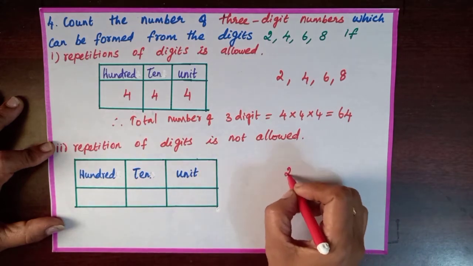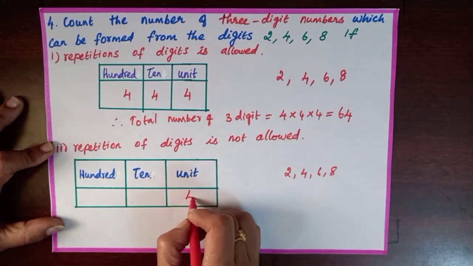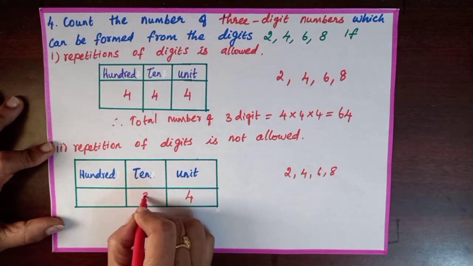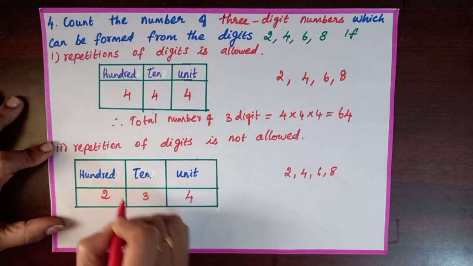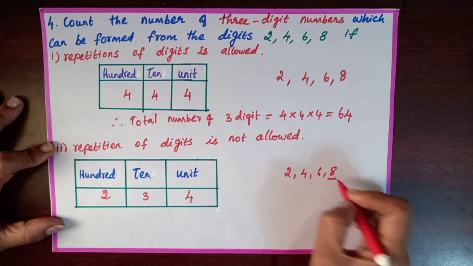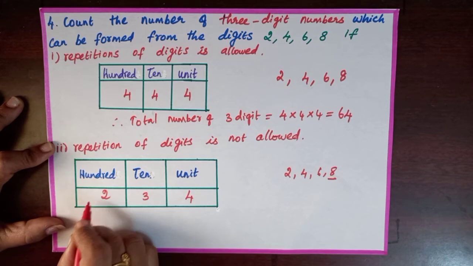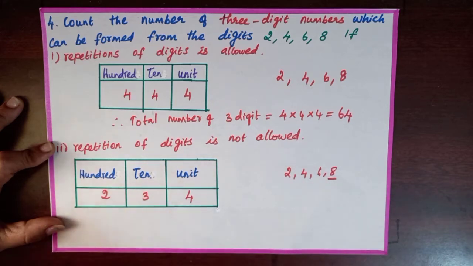Same digits we are using: 2, 4, 6, 8. The unit place can be filled in 4 ways. Since repetition of digits is not allowed, the tens place can be filled in 3 ways. The hundreds place can be filled in 2 ways. For example, now I have selected 8 for the unit place. That 8 cannot be used in the tens and hundreds place. So we have the remaining 3 ways for the tens place.